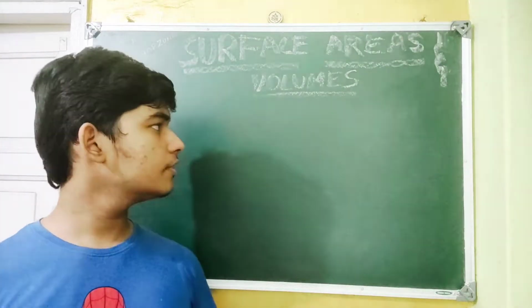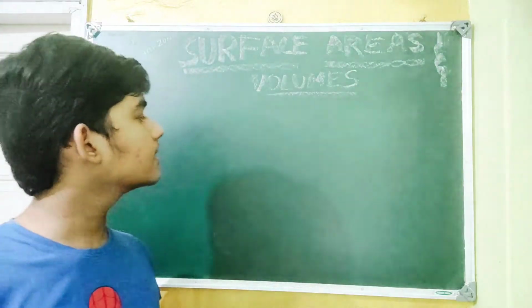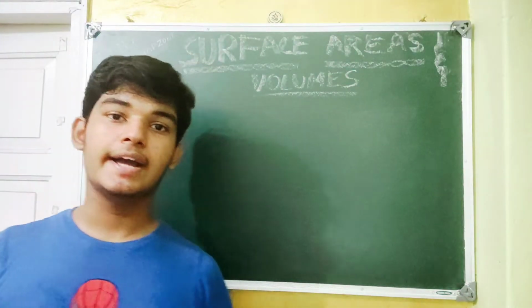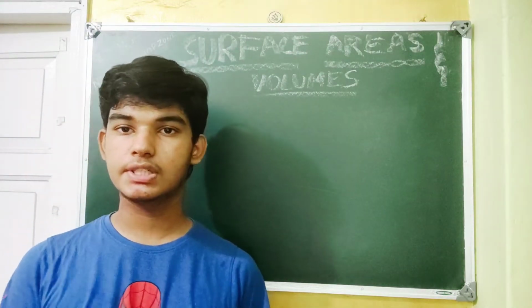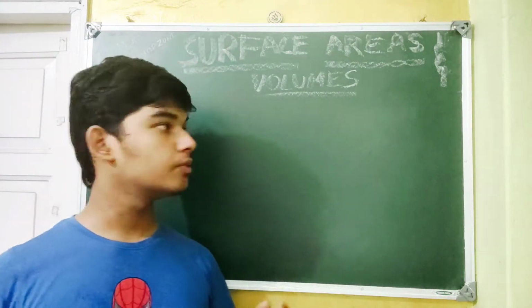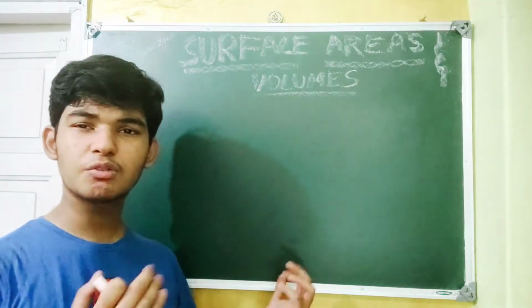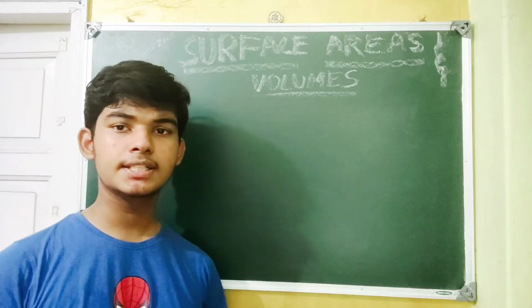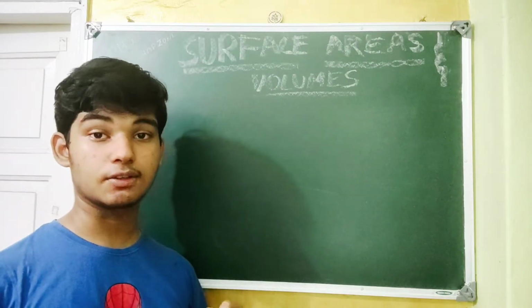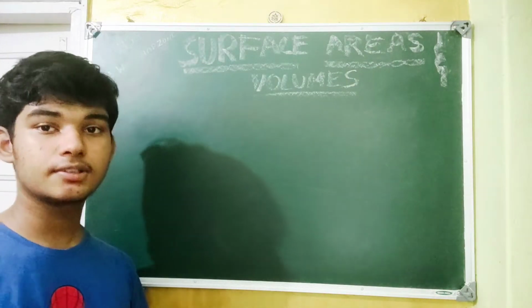So in this episode we're going to be talking about the surface areas and volumes of a cube and also a cuboid. In the previous episode we talked about the introduction of surface areas and volumes, where we talked about what is surface area, volume, etc. If you haven't checked that out, then I recommend checking out that episode. But in this episode we're going to be talking about surface areas and volumes. So without any further ado, let's talk about them.